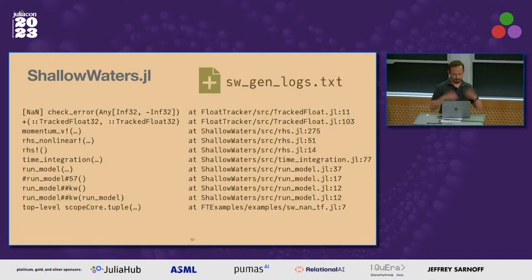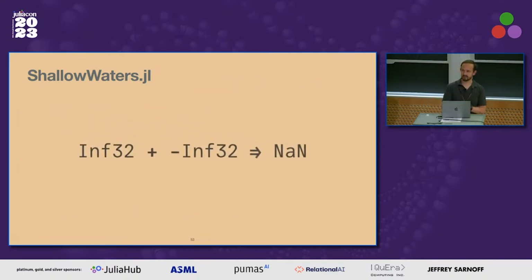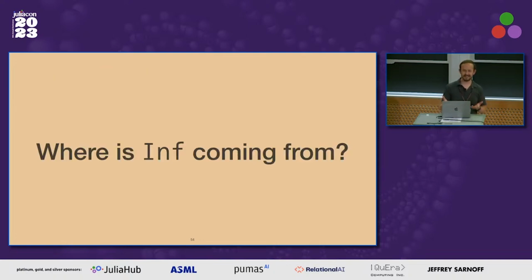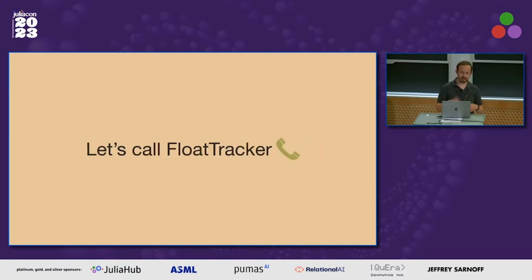So we pop open that file, and here's what we see. Okay, so there's a NAN gen, and it looks like the arguments to addition are infinity and negative infinity right there. And that is one of the nonsensical computations that is known to yield a NAN. But that begs the question, of course, where did that infinity come from? Well, we can call Float Tracker again and get some help with this.